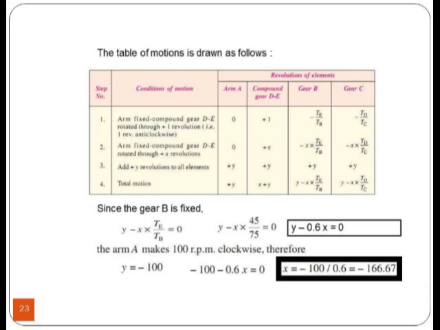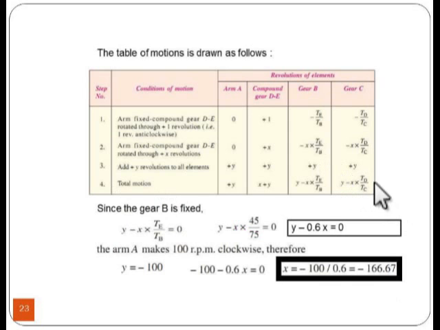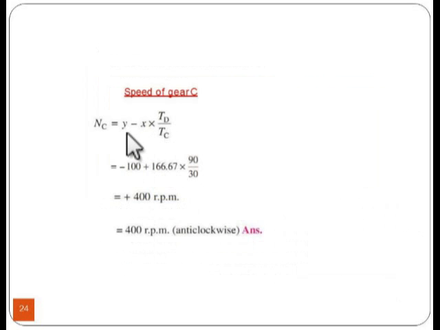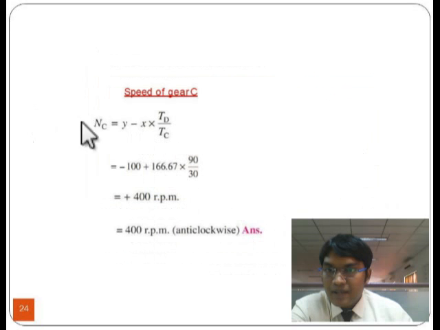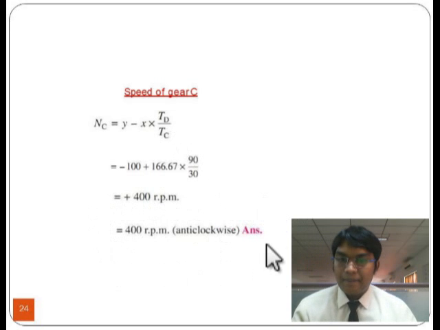Now, the next step is I am going to find out the speed of gear C. NC is equal to, I am going to write this equation, Y minus X into TD by TC, and then substitute the X value and Y value that you have found out, and then TD by TC we have to substitute, and you'll get your RPM, speed of gear C, as 400 RPM.